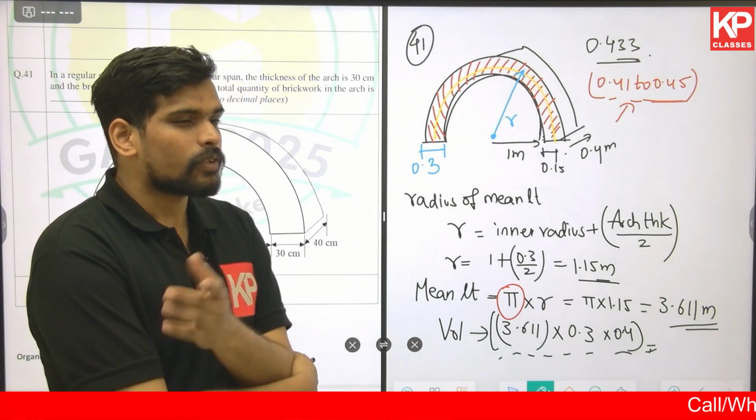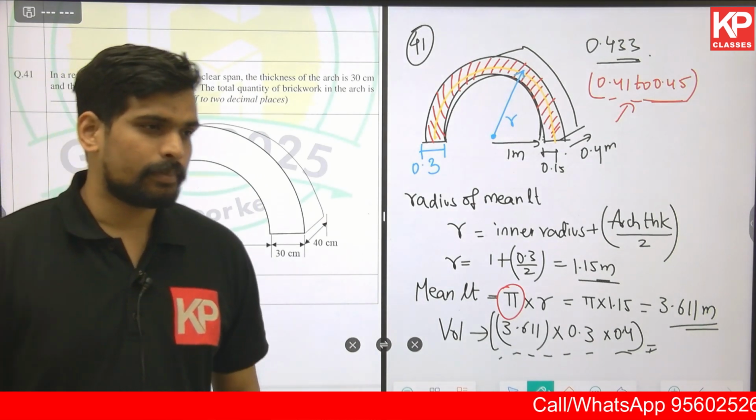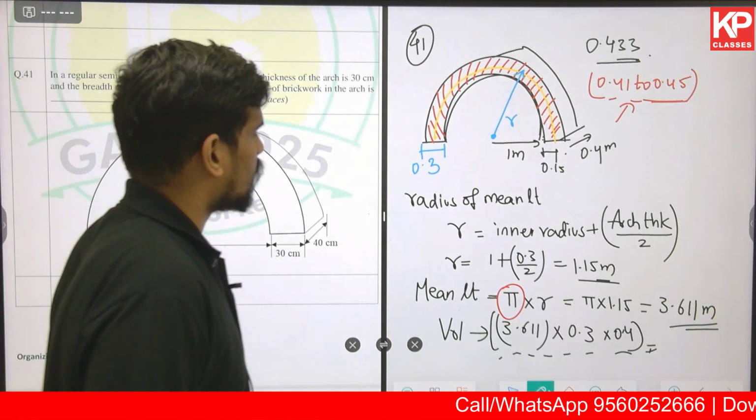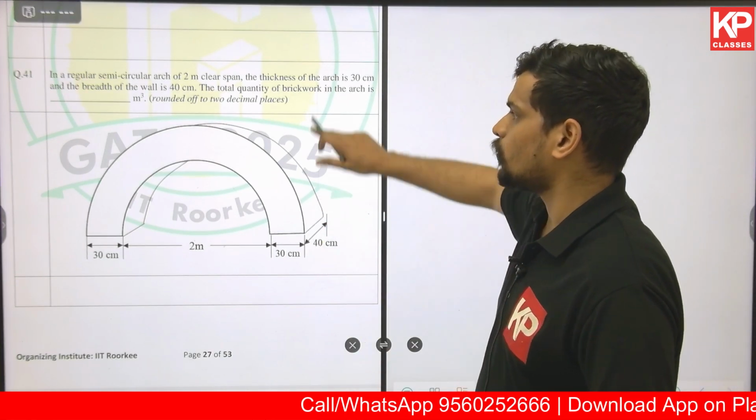0.433 is the exact answer. You can write it as 0.43 if you want to round off to 2 decimal places like it is being asked in the question. That was question number 41. Again, a very simple question from an expected area of expected model.